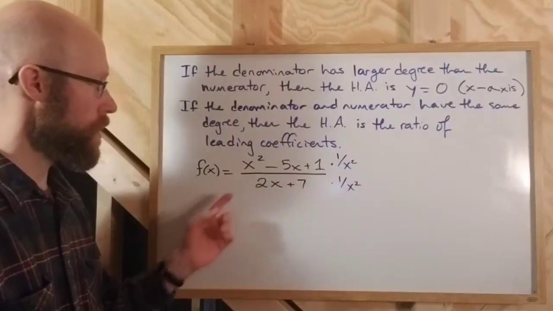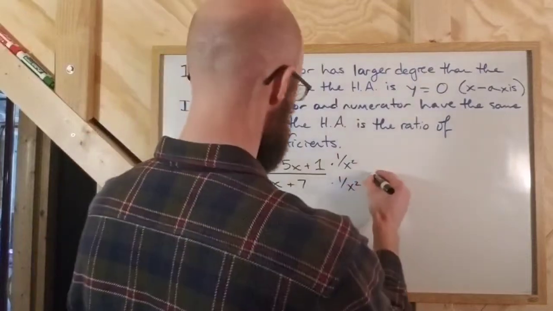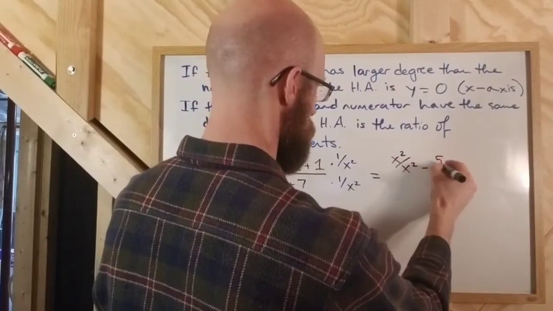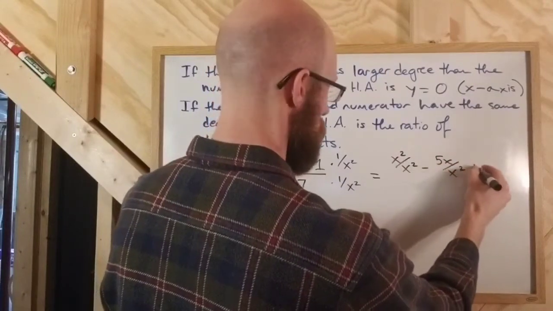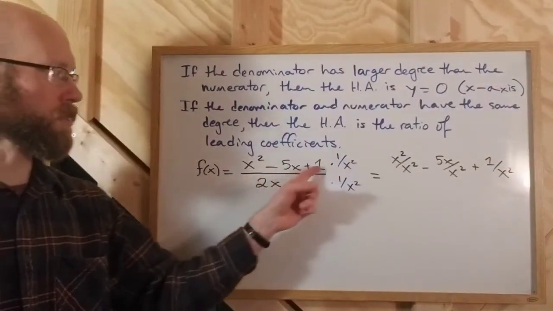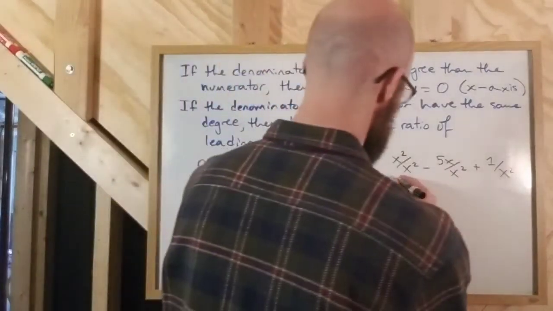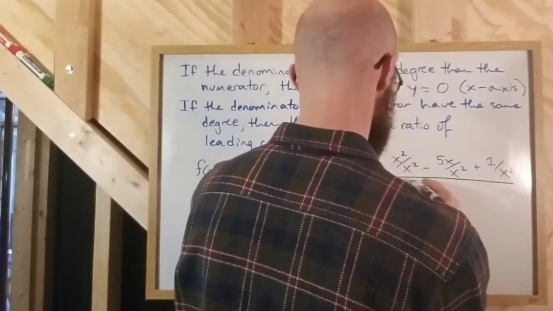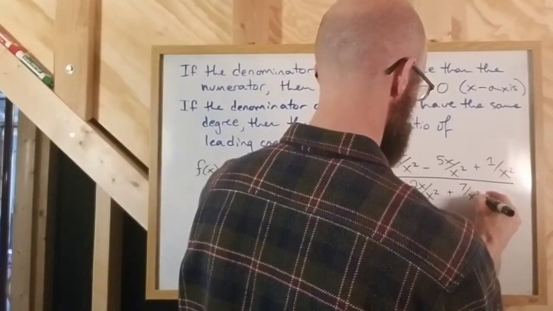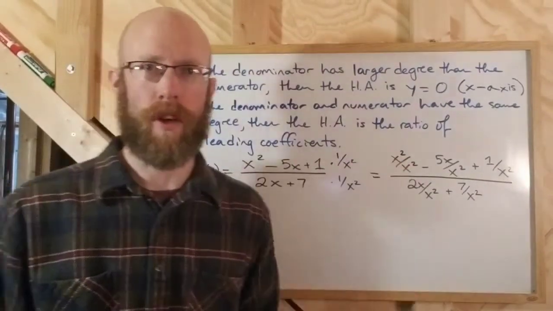And then I'm going to distribute that 1 over x squared in. So this will become x squared over x squared minus 5x over x squared plus 1 over x squared. Basically each of those now gets a denominator of x squared, and the same can be said for the bottom. So I'm going to have 2x over x squared plus 7 over x squared. Now again, we're just going to reduce each of those fractions.